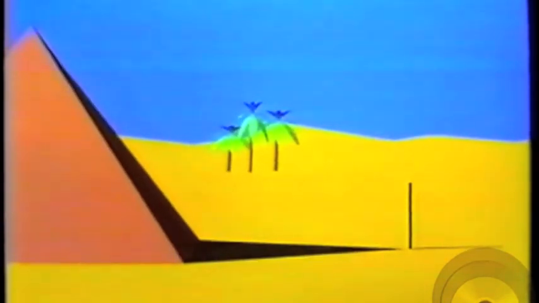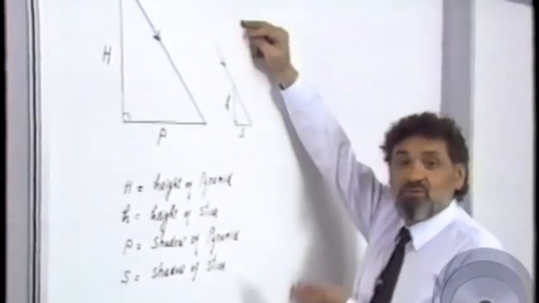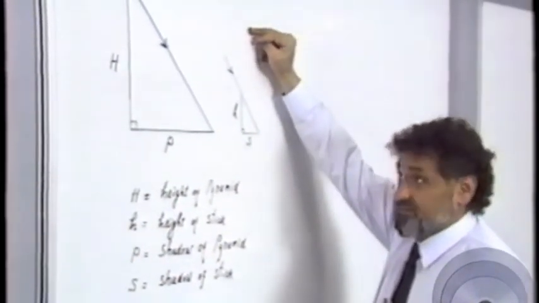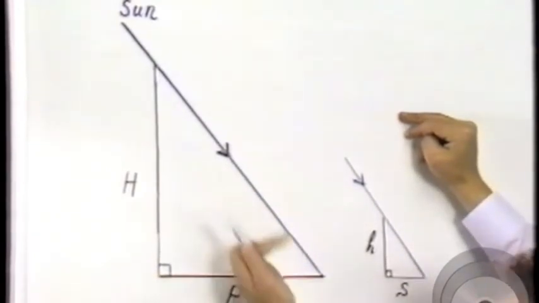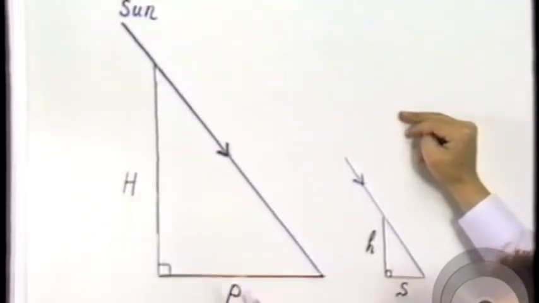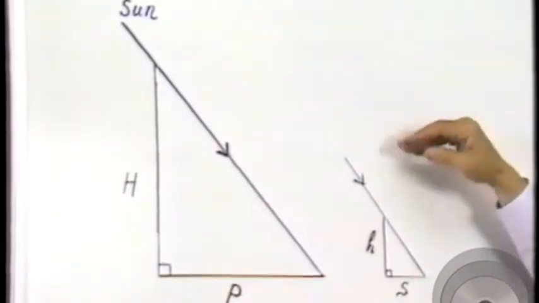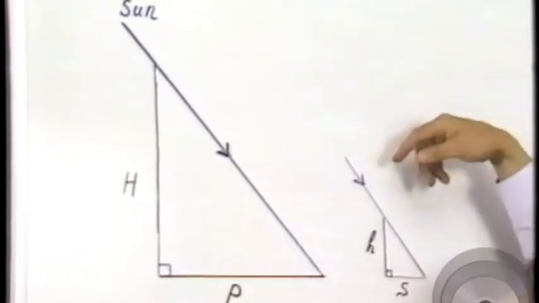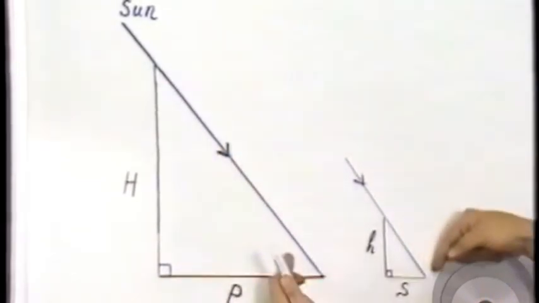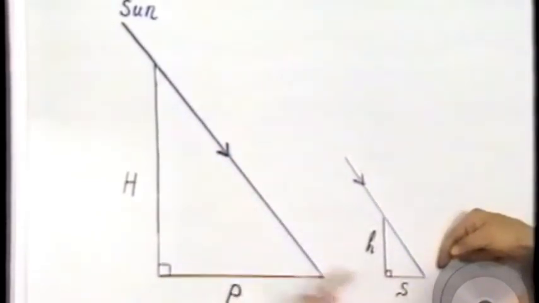If we now look at the corresponding model, we have the pyramid with its shadow and the vertical stick and its shadow comprising a pair of similar triangles. And here we have a diagram which depicts this situation. The big right-angle triangle here corresponds to the pyramid and its shadow, and the small right-angle triangle corresponds to the vertical stick and its shadow.